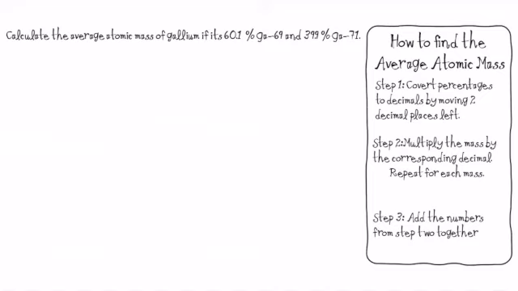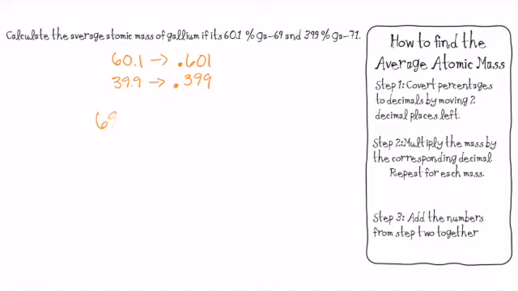So to find the average atomic mass, the first step is to convert percentages to decimals by moving them 2 places to the left. So we have 60.1, and we'll make it 0.601. We have 39.9, we'll make it 0.399. Then we multiply the mass by the corresponding decimal.